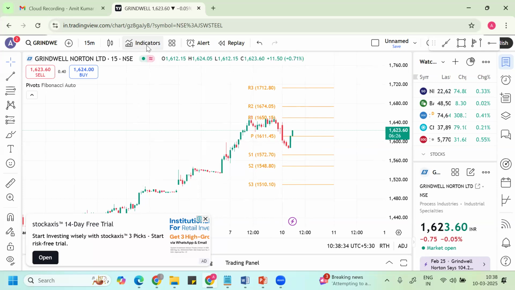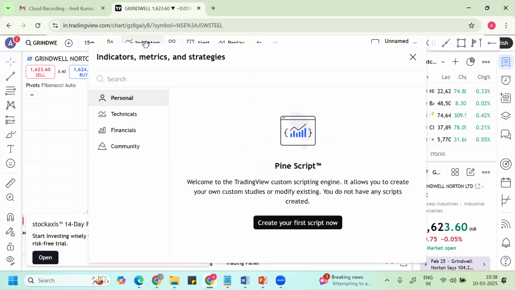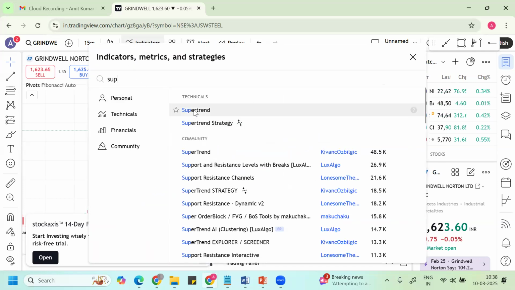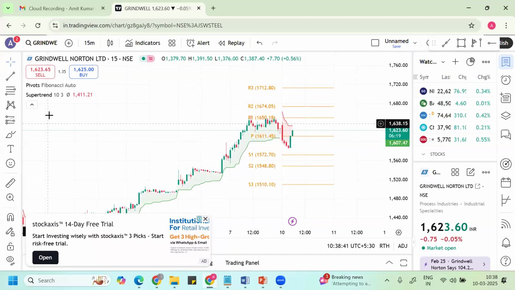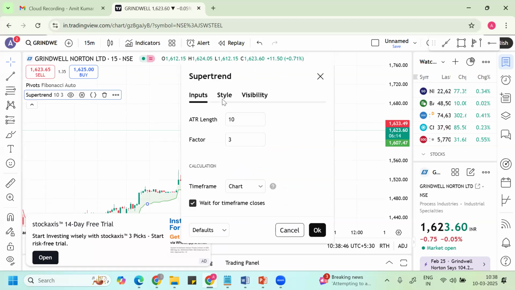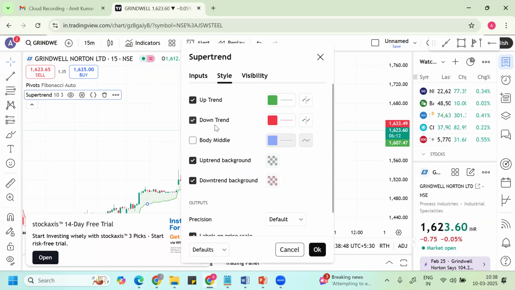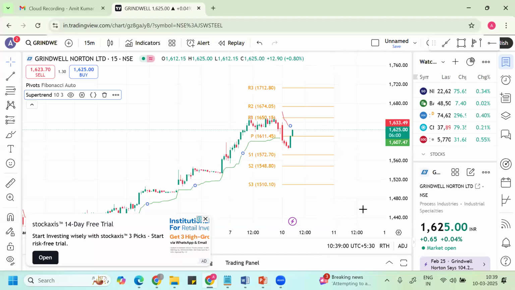Then go to the indicator called Super Trend. Here you set ATR, uptrend, downtrend, and I can remove this background thing. Super Trend is telling that you can buy from 1633. So there's a resistance around 1633, and you can buy from that.